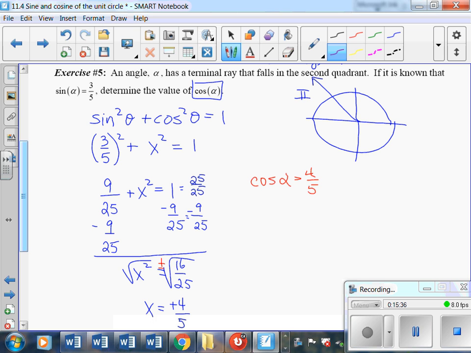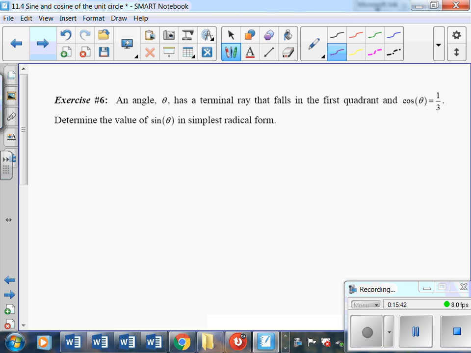We have one more exercise to look at, which is very similar. In exercise 6, an angle theta has a terminal ray that falls in the first quadrant. We know the cosine theta is equal to 1/3. Determine the value of sine theta. This one says in simplest radical form. So we want to know what sine theta is, and we know that cosine theta is equal to 1/3. So we're going to go back and use our identity.